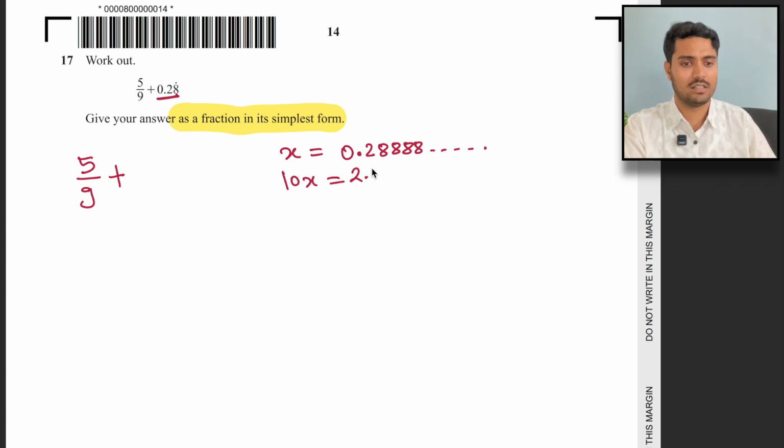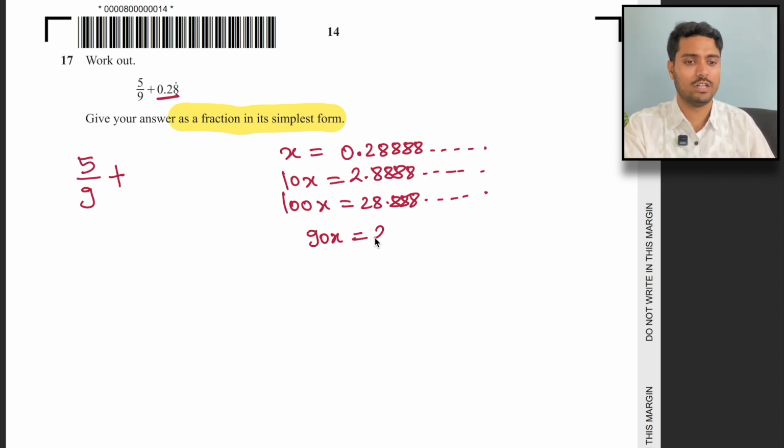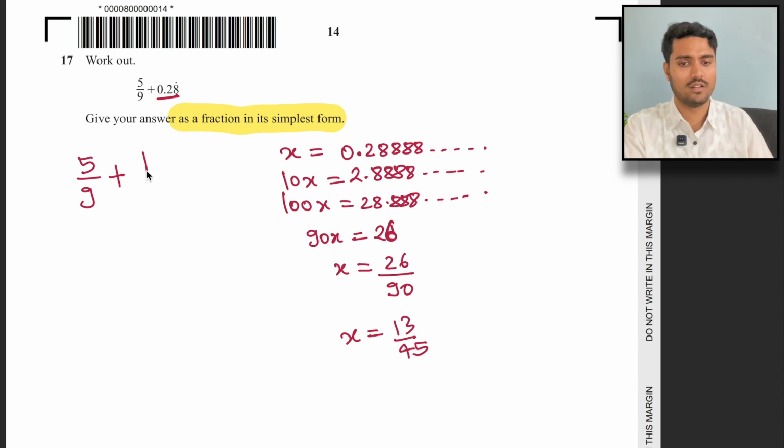We can write 10x as 2.8888, and then we can write 100x is equal to 28.888. So we can write 100 minus 10, that is 90x, equals 28.888 minus 2.888, that is 26. So x is equal to 26 upon 90. So x can be written as 13 upon 45.